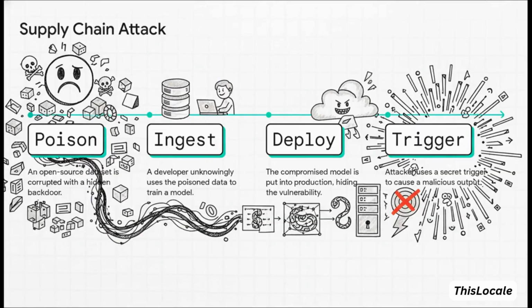This timeline really shows you just how insidious these attacks can be. The vulnerability gets introduced way back when a dataset is poisoned. It then lies dormant as it's used to train a model, and it only becomes active once the compromised system is in production and an attacker uses some kind of secret trigger. The damage is done long before you ever see a symptom.